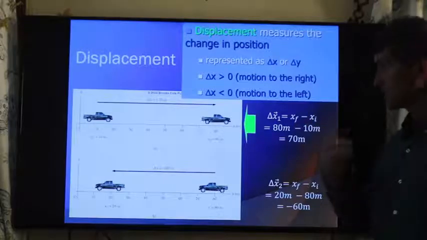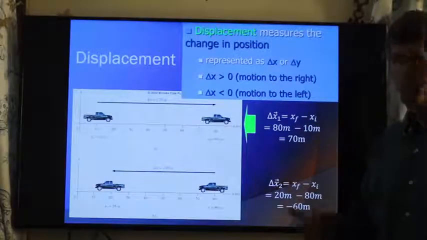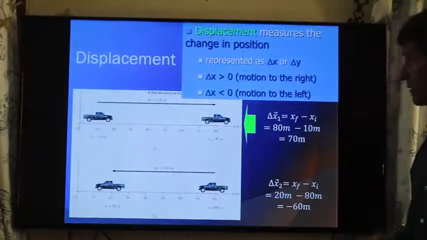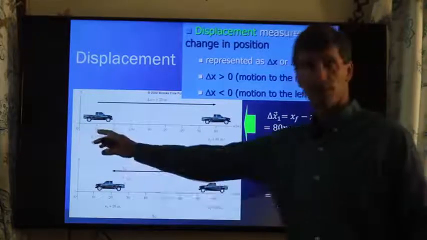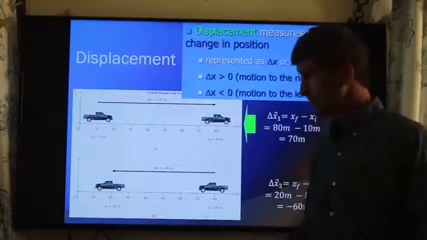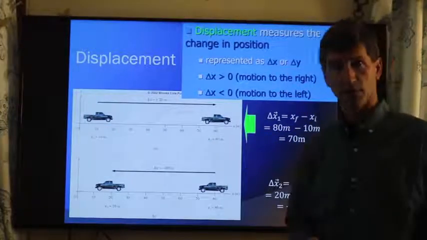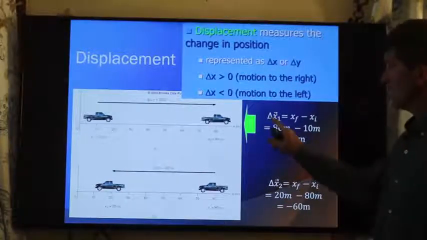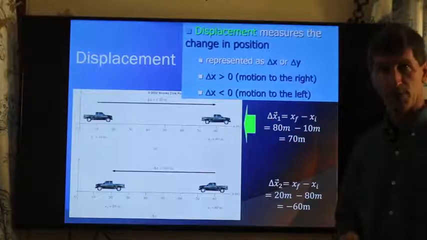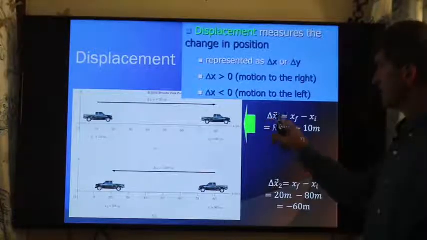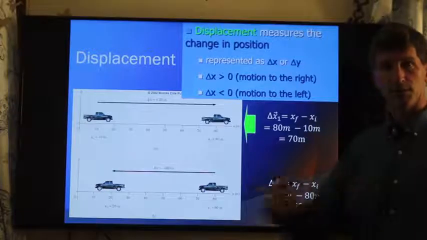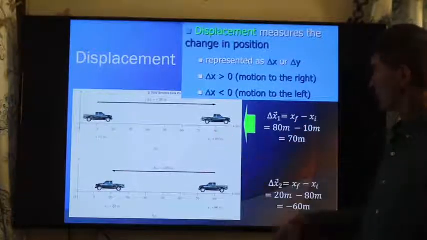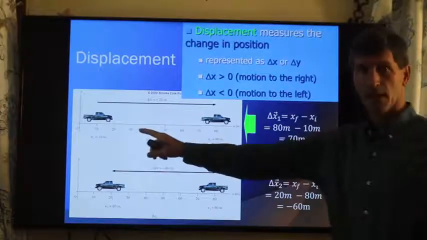Just a few examples, although these are very, very simple, to get comfortable with this. Here we have a truck moving from 10 meters from the origin, that's the initial position, to 80 meters from the origin. Okay, how would we write this mathematically? We would use a delta to represent change. Delta x is our displacement. Okay? Our final position is 80. Our initial position is 10.